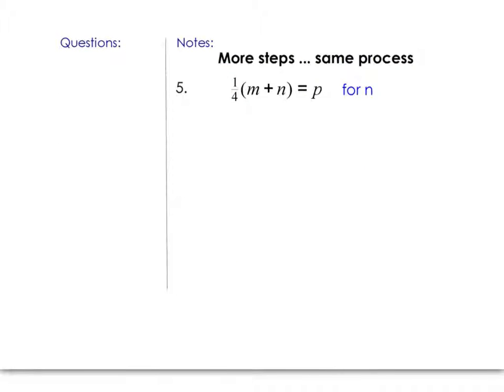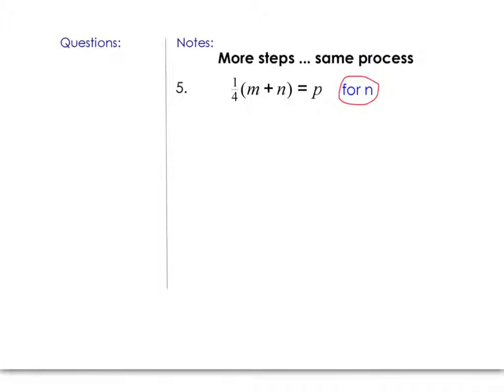Okay, last one. It says more steps, same process. So on the last problem, I multiplied by the reciprocal, right? I had a fraction, and I multiplied both sides by it to get my variable alone. Well, in this problem, I'm solving for n, but I got this nasty looking 1/4 over here. Do I want to distribute 1/4 if I'm trying to get n alone? Do I want to multiply that in when I'm trying to get this guy alone? No, I don't. I just want to move it over from the very beginning.